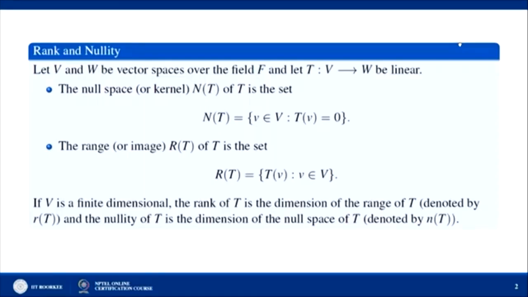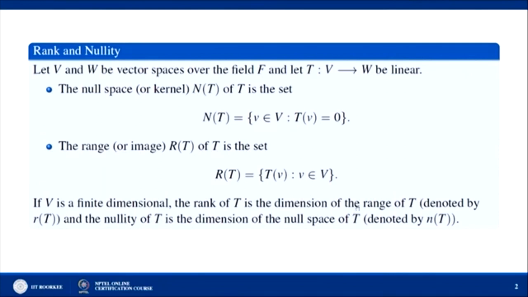Now, if V is a finite dimensional vector space, then the rank of T is the dimension of the range of T, denoted by small r(T), and the nullity of T is the dimension of the null space of T, denoted by n(T). We later on show that N(T) and R(T) are subspaces of the vector spaces V and W respectively. So, they have a dimension. The dimension of the null space of T is called nullity, and the dimension of the range of T is called rank of T.